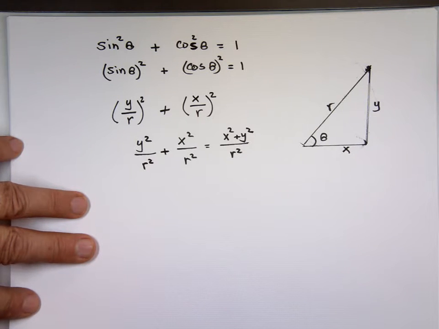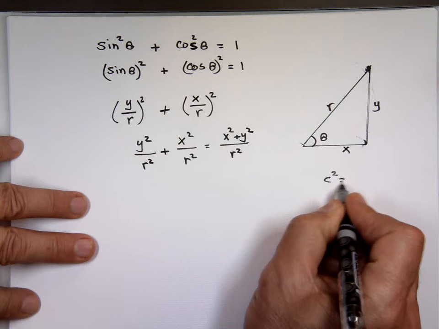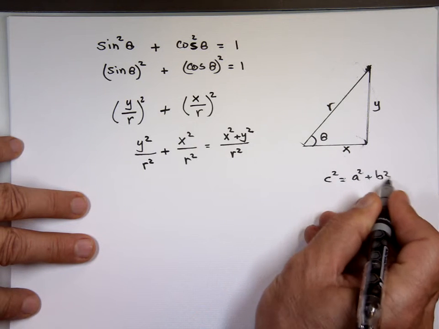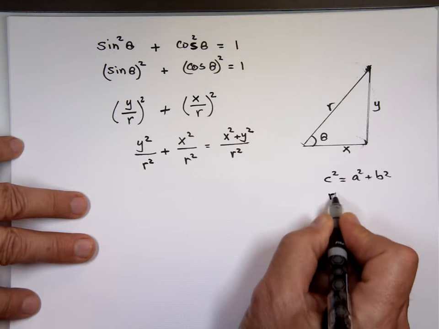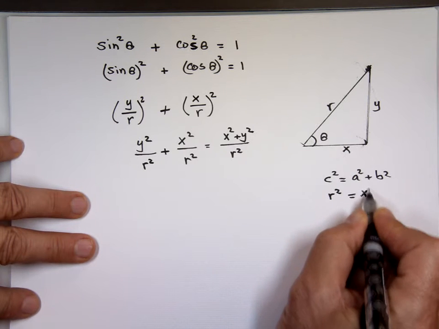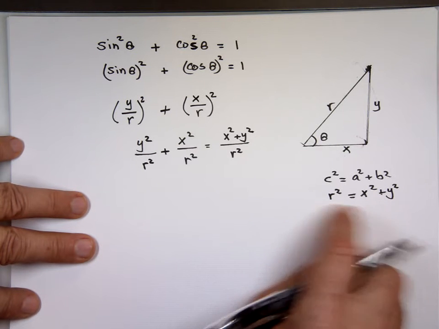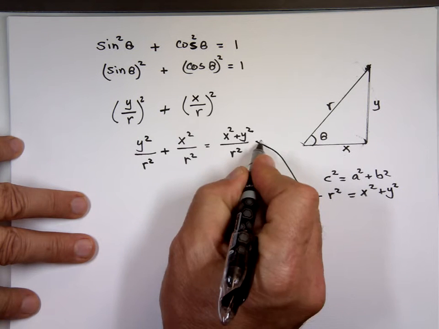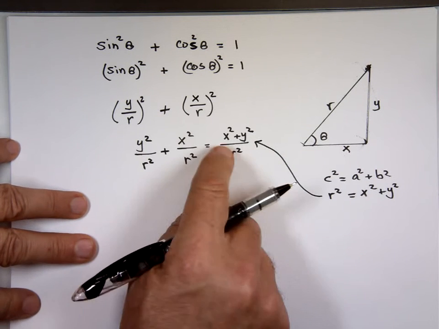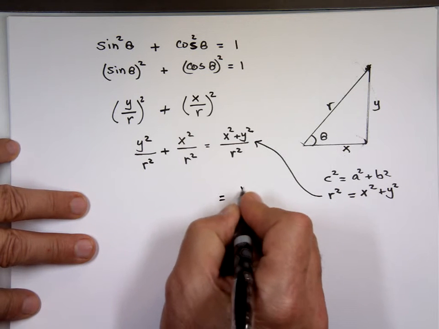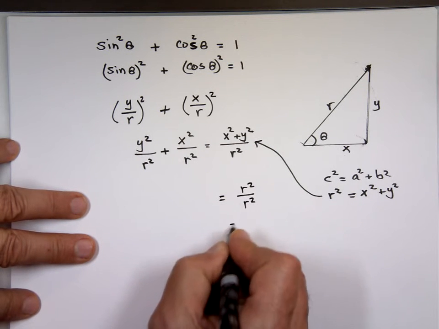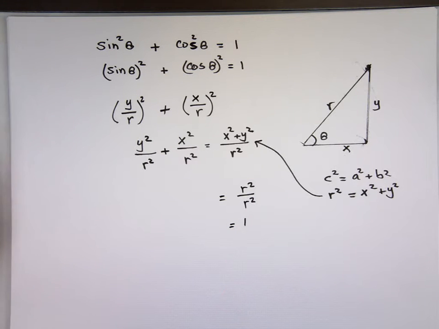Let's go back to the Pythagorean theorem. Remember the Pythagorean theorem? C squared equals what? A squared plus B squared. Let's put our letters there. C here is what? R, so that's R squared. A is what? X squared. And B is Y squared. So x squared plus y squared is equal to what? R squared. Come back and plug it in here. What's x squared plus y squared? R squared. What's r squared over r squared? That's the 1. That's why for any angle, the sine squared plus the cosine squared is always equal to 1. And there's the math to prove it.